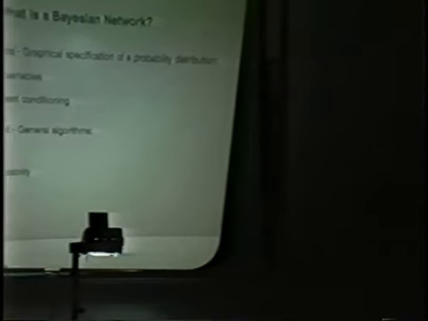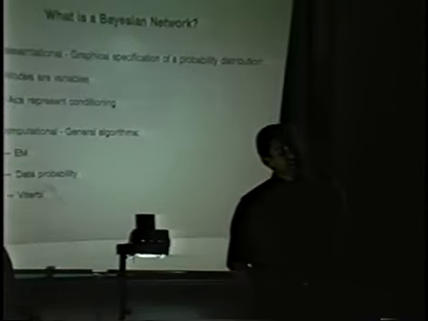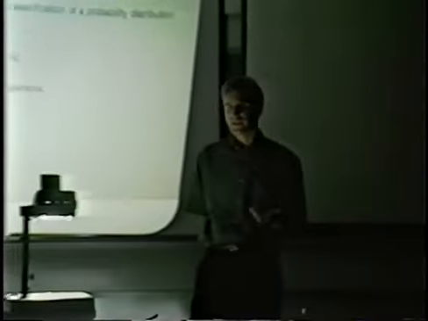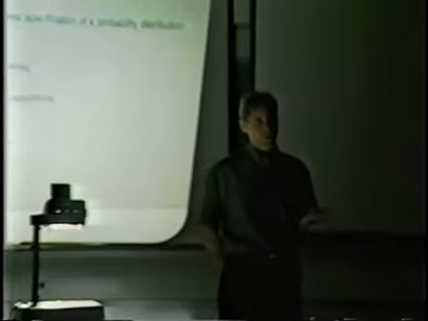The way they do this is graphically, and you specify a directed acyclic graph in which the nodes represent variables, the variables that you want to talk about a probability distribution over, and the arcs in the graph represent conditioning relationships.